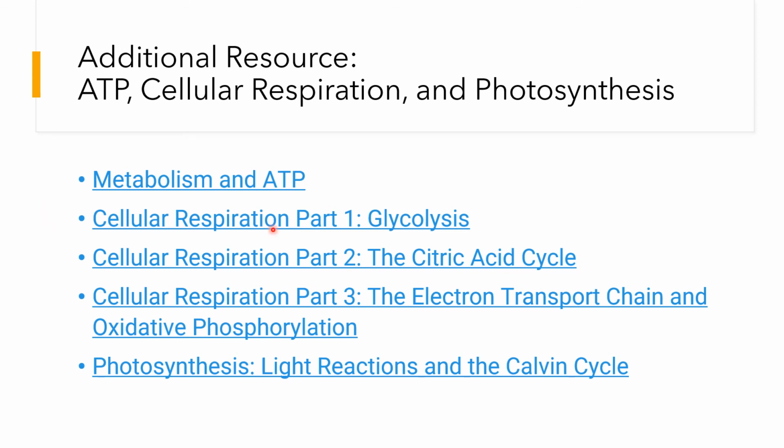You're going to have this video going over glycolysis, and then the next video goes over the citric acid cycle, which are all things that you need to know. And then you have the electron transport chain and oxidative phosphorylation, and then you have photosynthesis here at the bottom. So all of these tie together, so make sure that if you have any trouble in these chapters, refer to these videos or ask me for help.